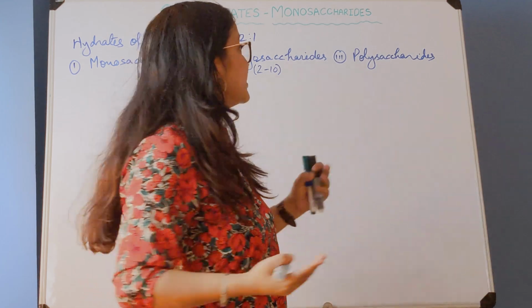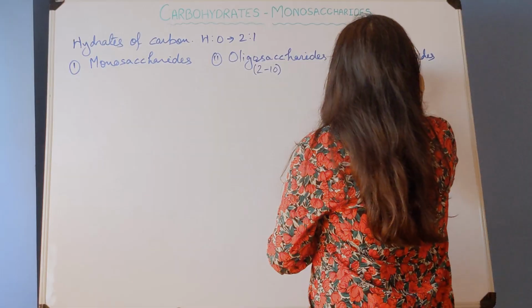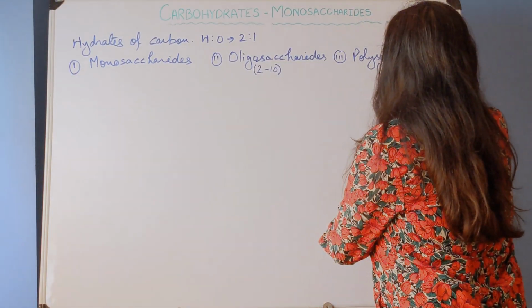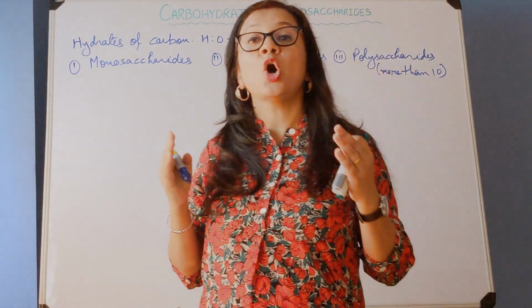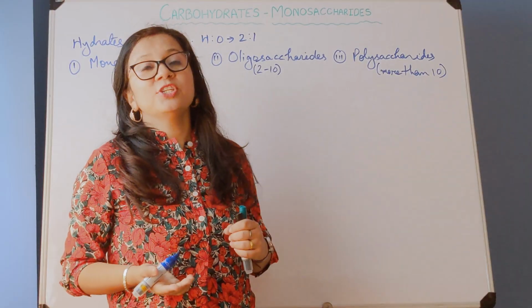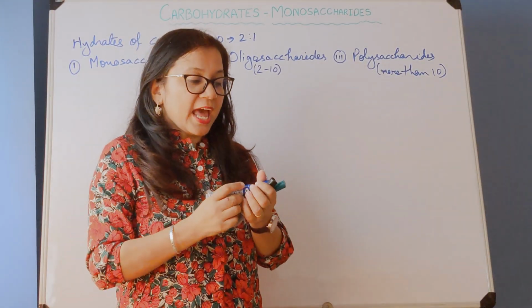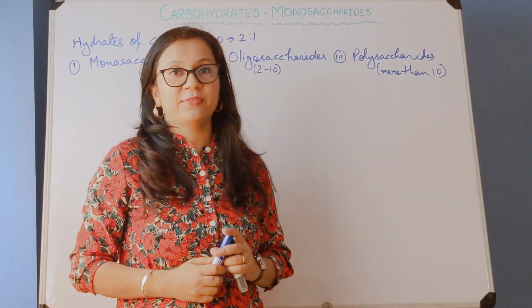Then we have polysaccharides. They are made up of more than 10 monosaccharide units and these are complex carbohydrates. Today we will be looking into monosaccharides and more particularly into the classification of monosaccharides.